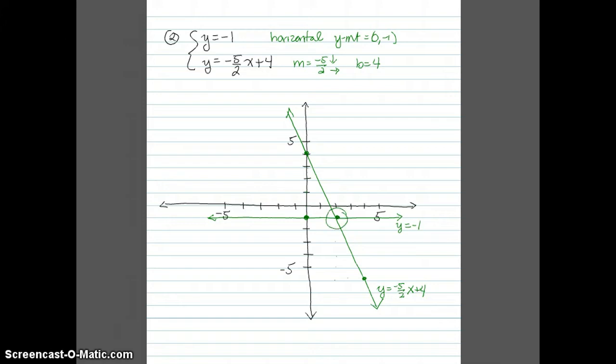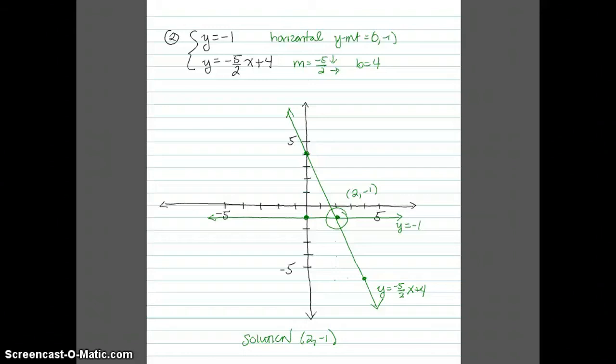Okay, now after labeling these 2 equations, I still need to label my intersection, which is answering the question, and state the coordinates, which are +2, -1. So therefore my solution to this system is the point 2, -1.